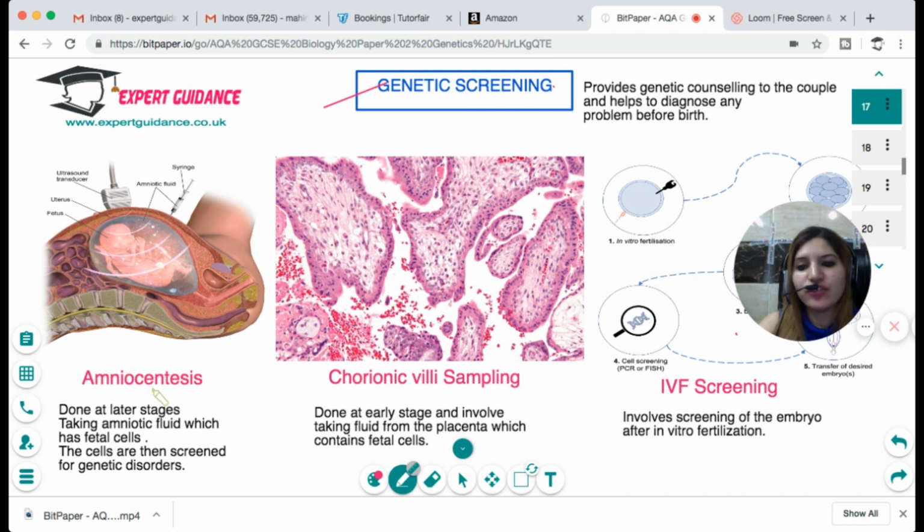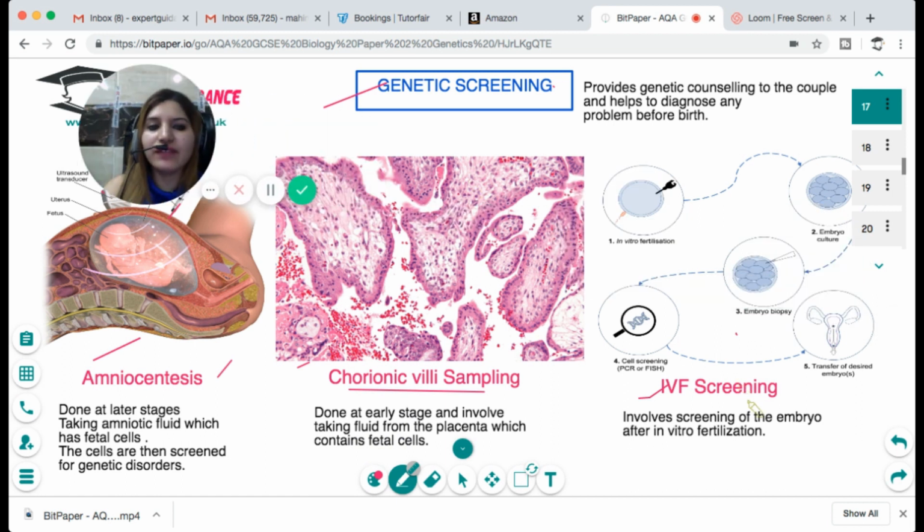Now, how do we do that? There are three methods. One is amniocentesis. You can see in amniocentesis, we take out the amniotic fluid that is surrounding the fetus, and it has some fetal cells, and then we screen that for genetic disorders. Now, this has to be done at a later stage, around 16 to 20 weeks, whereas chorionic villus sampling can be done at an early stage, and it involves taking a sample from the placenta, which contains fetal cells.